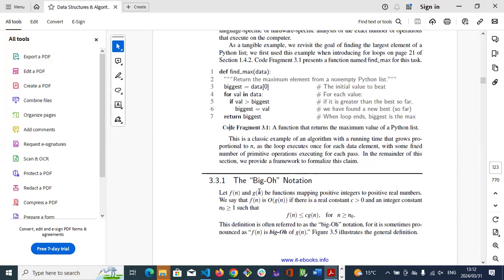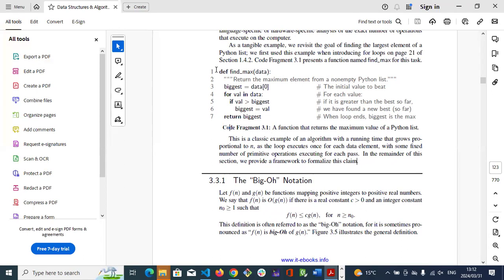Okay, maybe we can just read because it's only 7 or 8 minutes. This is a classic algorithm with a running time that is proportional to n, as the loop executes once for each element with a fixed number of primitive operations executing on each pass. In the remainder of this section, we provide a framework to formulate this claim.